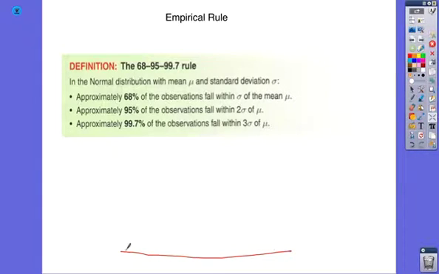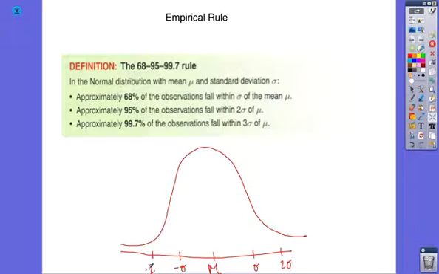What it's going to look like is you would have your normal curve, and in the center would be your mean, which in this case is mu, and then you would have one standard deviation, and then two standard deviations, and then three standard deviations. Of course my drawing is a little off, and you will notice that throughout the video, mine are not going to be exactly perfect, but you'll get the idea.